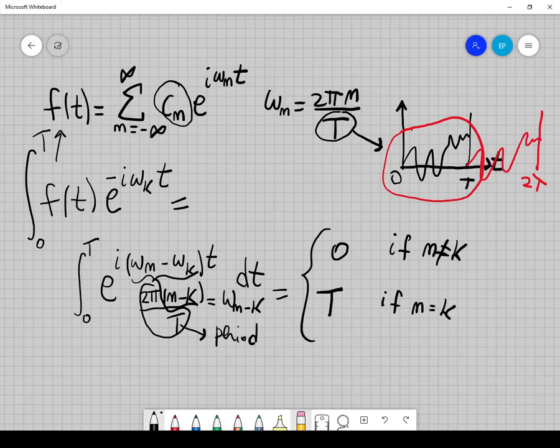So what shall we put here? On the right hand side of this expression, we will just have to put the only coefficient that remains after integration, c sub k multiplied by T, and we will proceed further in the next lecture.